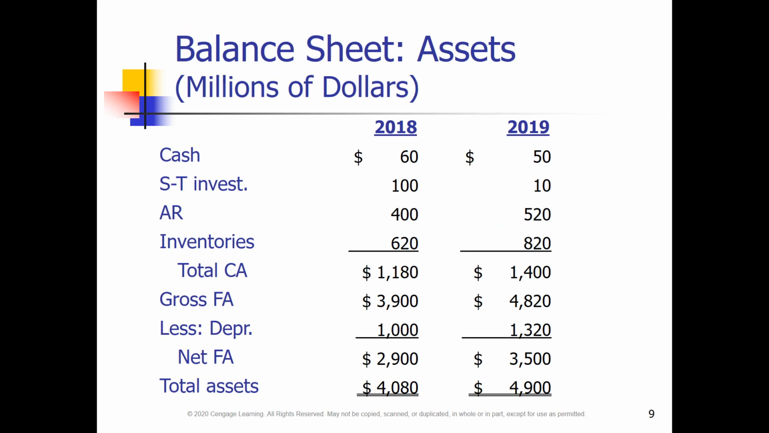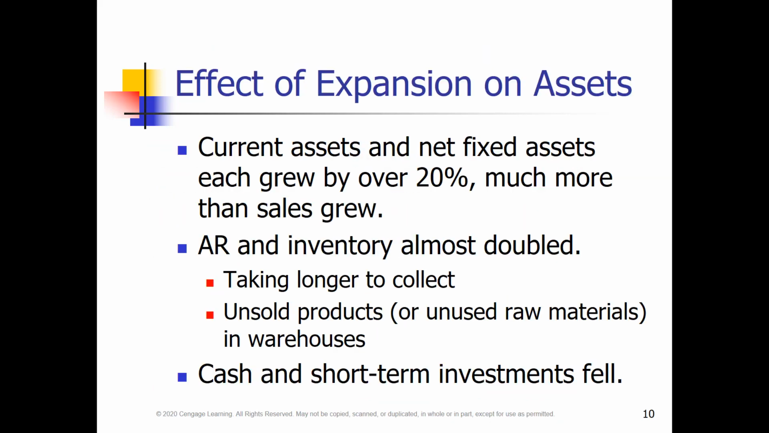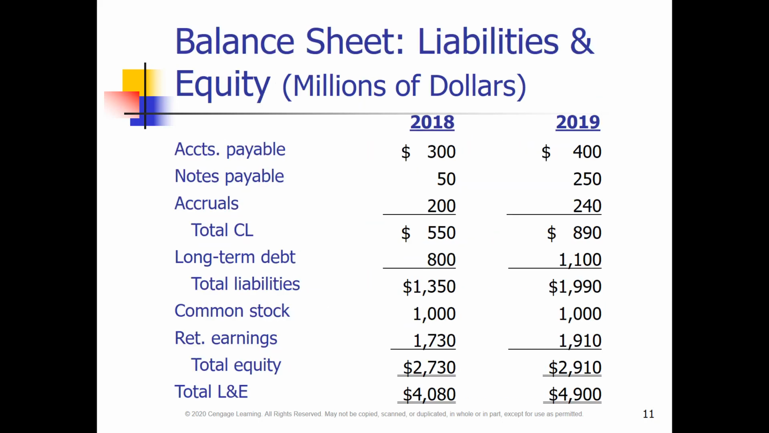This is Computron's balance sheet. We'll look at assets and liabilities separately. Both total assets and net fixed assets increased by about 20%. AR and inventory increased about 30%. Cash and short-term investments fell. Recapping. Current assets and net fixed assets each grew by over 20%, much more than sales grew. Accounts receivable and inventory almost doubled. They're taking longer to collect, or they have unsold products or unused raw materials in warehouses, and cash and short-term investments fell.